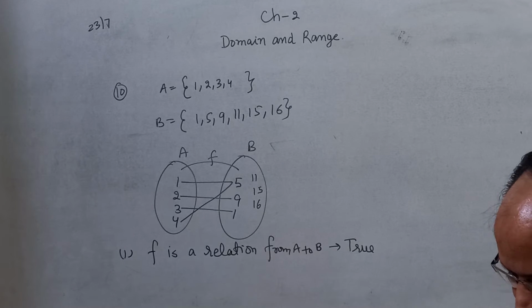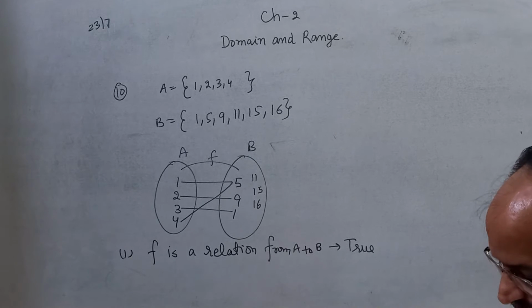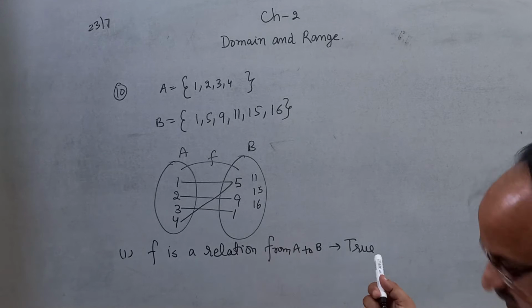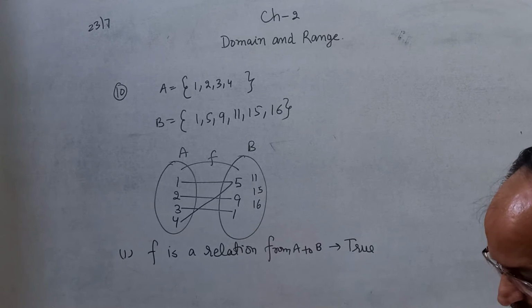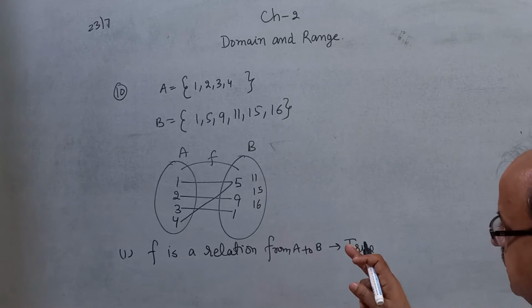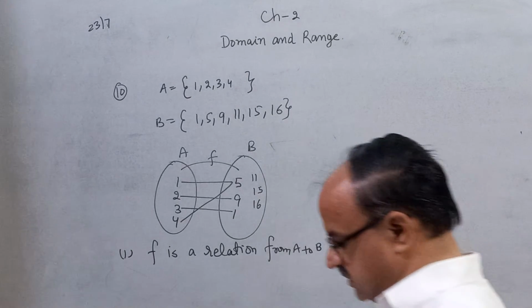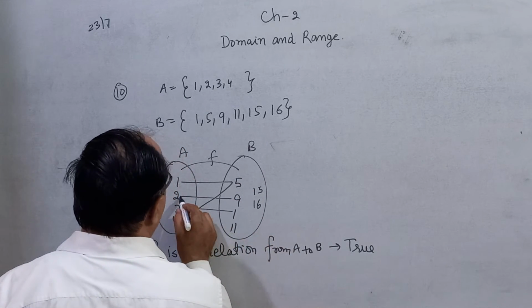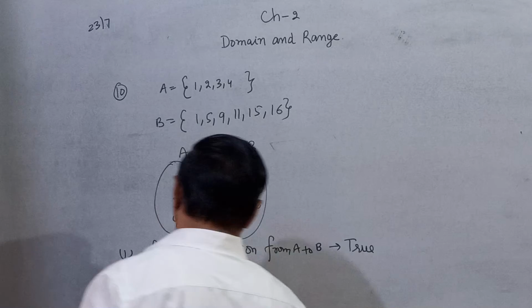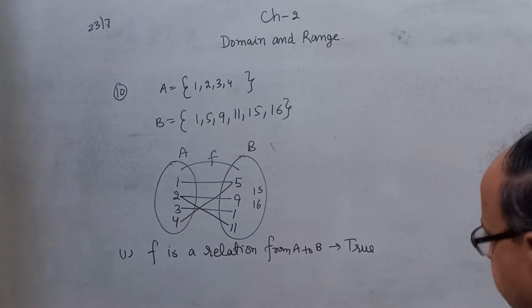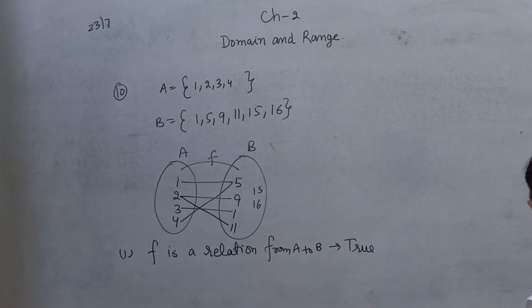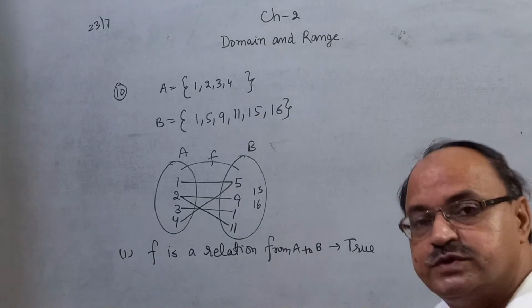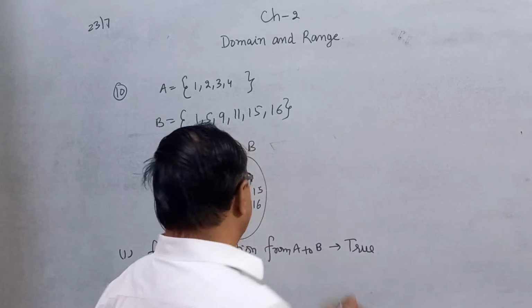Therefore, it is a relation. Now check: 1, 5; 2, 9; 3, 1; and 4, 5; and element 2 also has 11. 2, 11. Correct? So therefore F is a relation from A to B. It is true. But the second part of this question, check whether F is a function from A to B or not. It is not true, it is false.